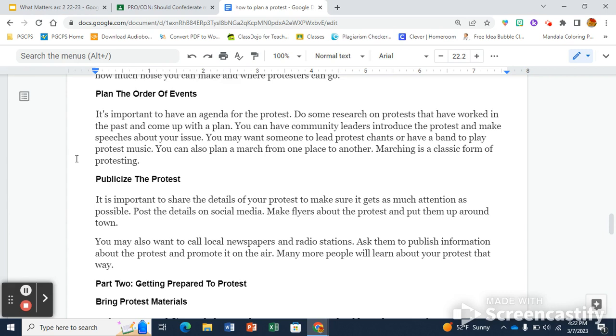Publicize the protest. It is important to share the details of your protest to make sure it gets as much attention as possible. Post the details on social media. Make flyers about the protest and put them up around town. You may also want to call local newspapers and radio stations. Ask them to publish information about the protest and promote it on the air. Many more people will learn about your protest that way.